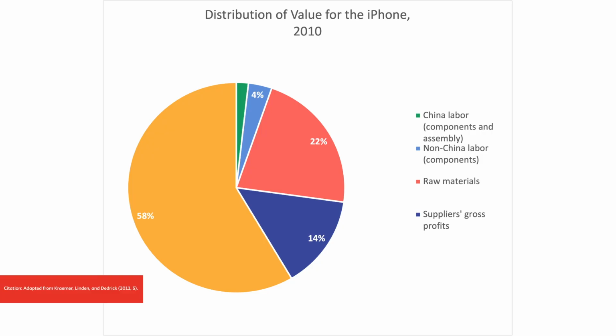China's labor accounts for just 2% of the value of the final price of the iPhone. Raw materials account for 22% of the value of the phone. Profits going to all the companies supplying parts to the phone assembled in China earned 14% of the value of the phone, and Apple's profits are 58% of the final value of the phone.